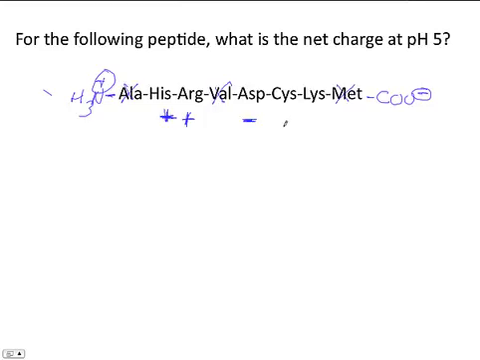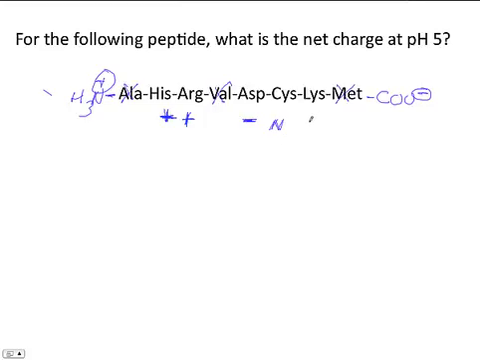Cysteine, although it is an ionizable amino acid, has its pKa here at 8.3. Below 8.3, it's protonated, and when cysteine is protonated, it is neutral. So I'm going to put an N for cysteine to indicate that it's neutral. If we were dealing with a much higher pH, something above 8.3, cysteine would be deprotonated and thus have a negative charge. But in this case, because we are below the pKa, cysteine will be protonated and therefore neutral.